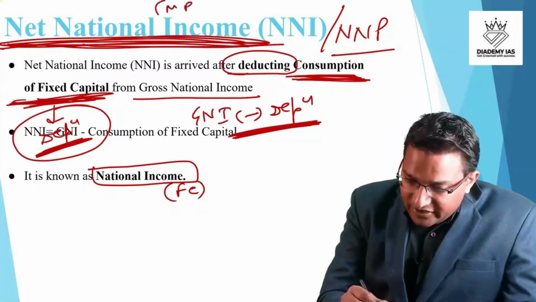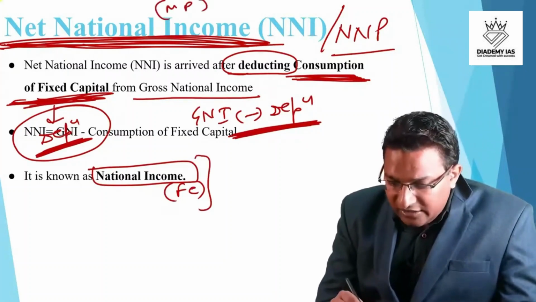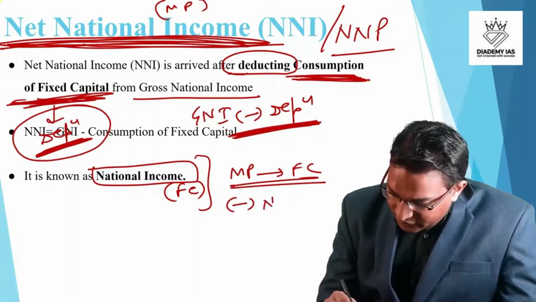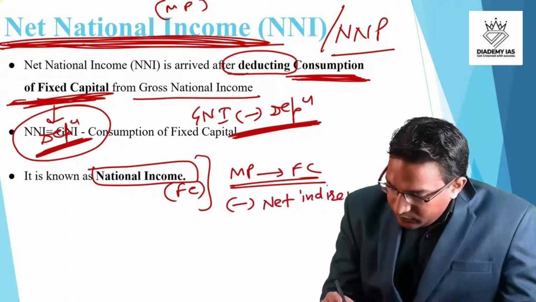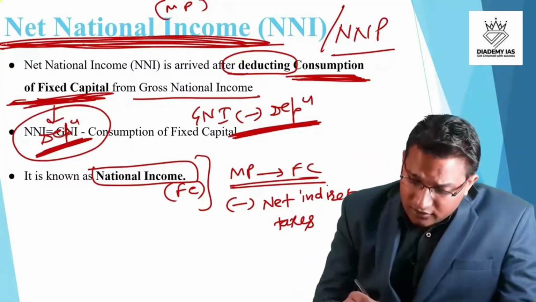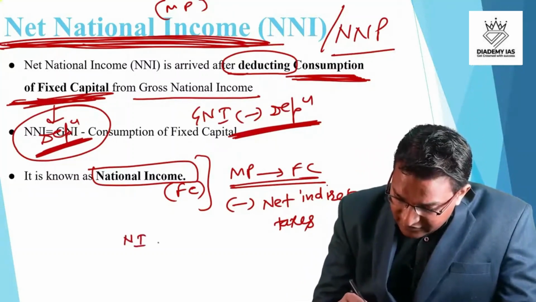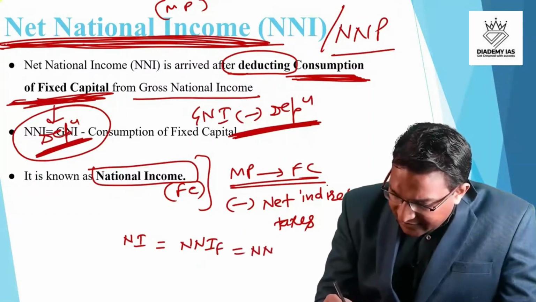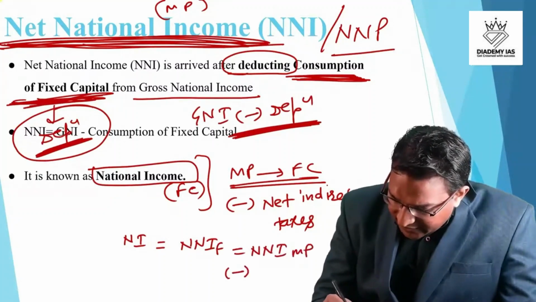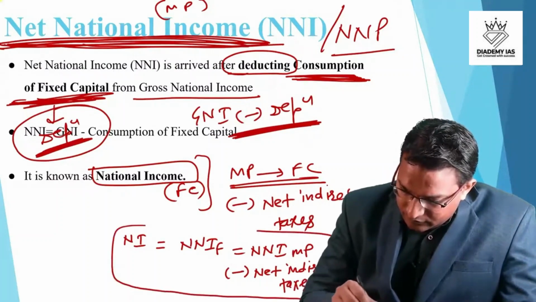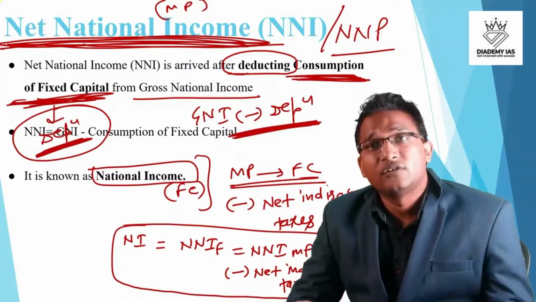This national income is at the market price, right? So what do we do to reach from market price to factor cost? Basically we reduce the net indirect taxes. So the national income is equal to the net national income at factor cost, or in other words, the net national income at market price minus the net indirect taxes, right? So this is the meaning of national income.